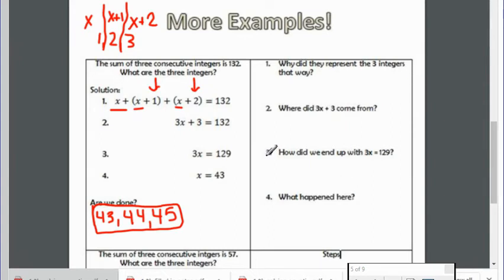I don't know if that would work every time, but we're going to do more, so we'll see. Okay, we're going to answer these questions really quick. Why did they represent the 3 integers that way? Because they're consecutive. It's one right after the other. We'll see if what you said works on the next one, Mary Kate.